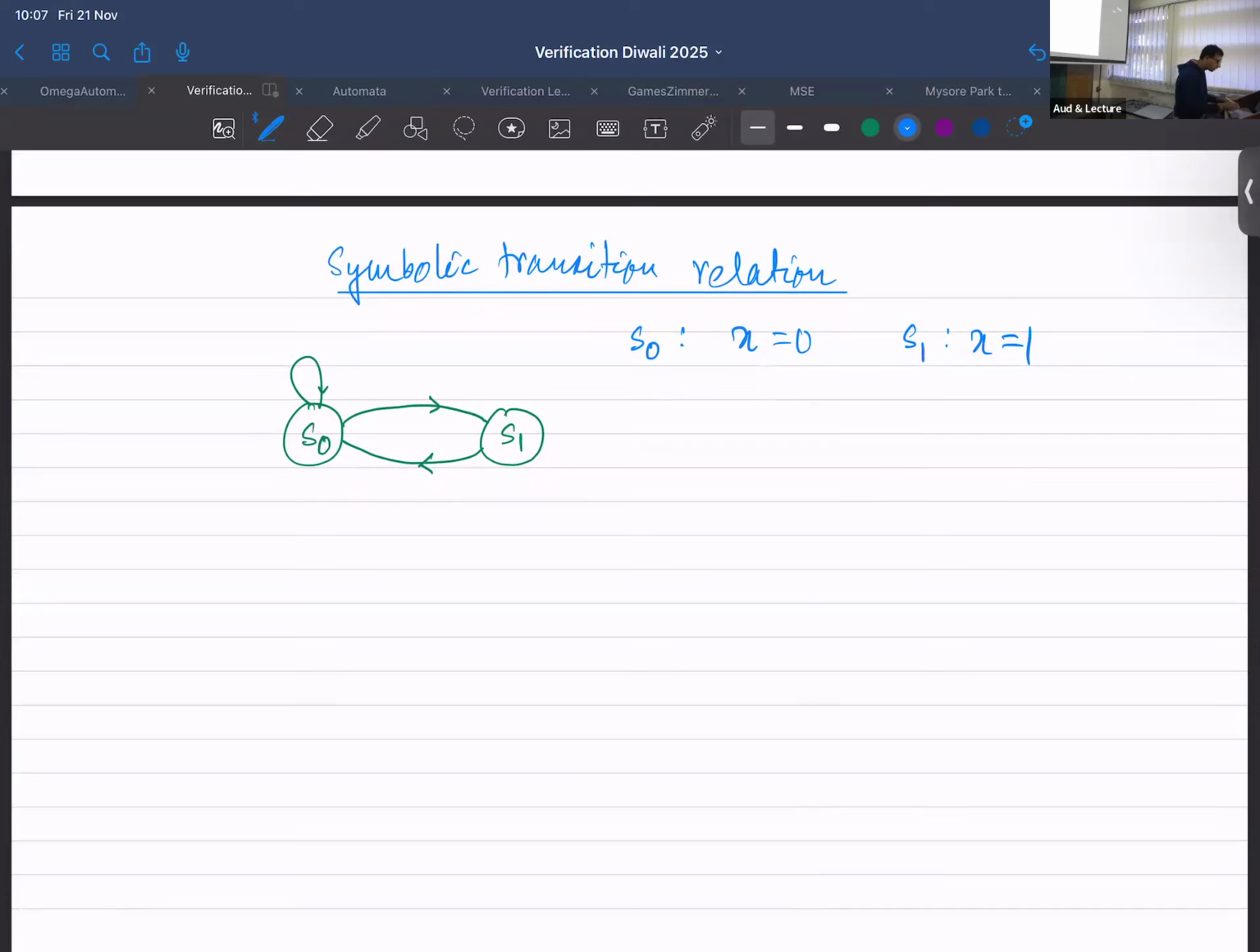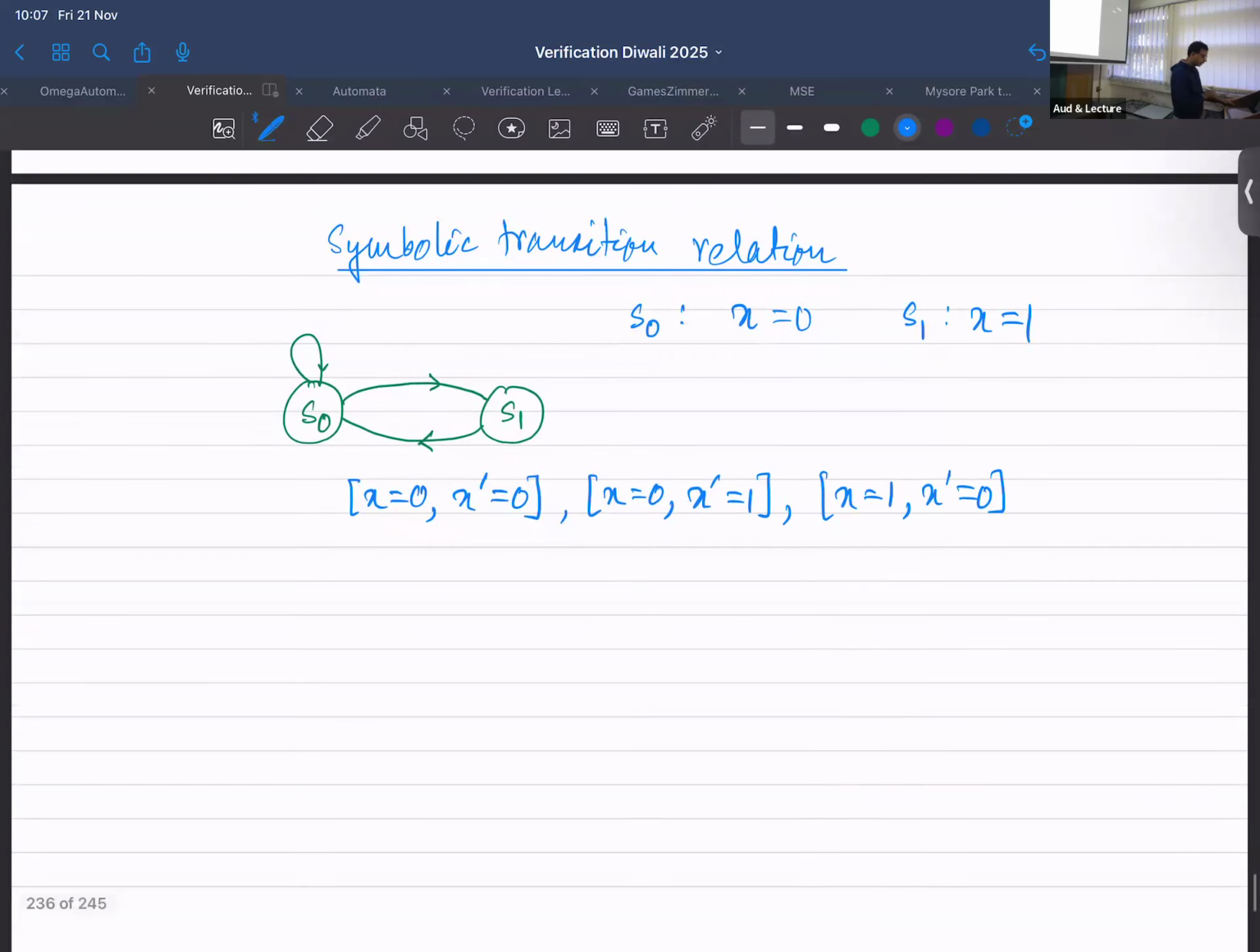What are the transitions that I have? They are of the form x equal to 0, then x prime equal to 0, the source and the target. What does it denote? It denotes a self loop. Then I have x equal to 0, x prime equal to 1, and then I have x equal to 1 and x prime equal to 0. These are the transitions. Now, what can be the function that I can use for this?